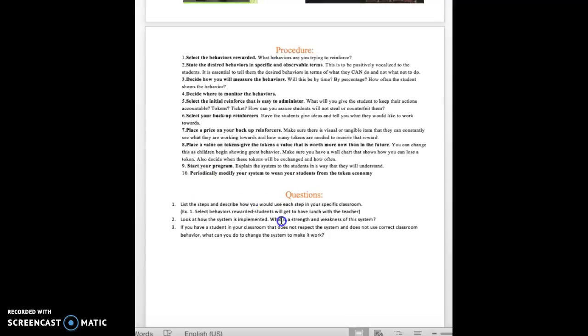Underneath, I have 3 questions for you all to look at. Number 1, list the steps and describe how you would use each step in your specific classroom. So basically write down the procedure and write down different things that you would use in your classroom. Number 2, look at how the system is implemented. What is a strength and a weakness of the system? Number 3, if you have a student in your classroom that does not respect the system and does not use correct classroom behavior, what can you do to change that system to make it work?